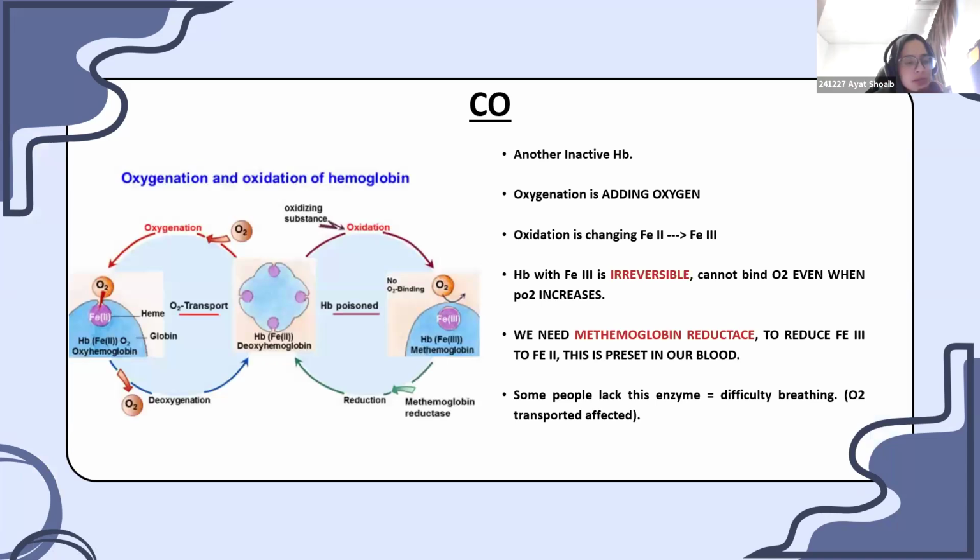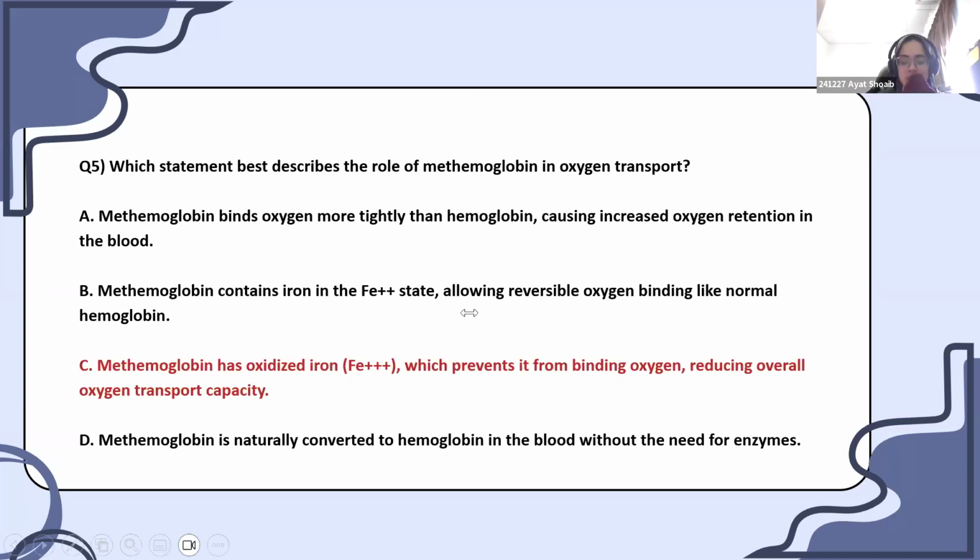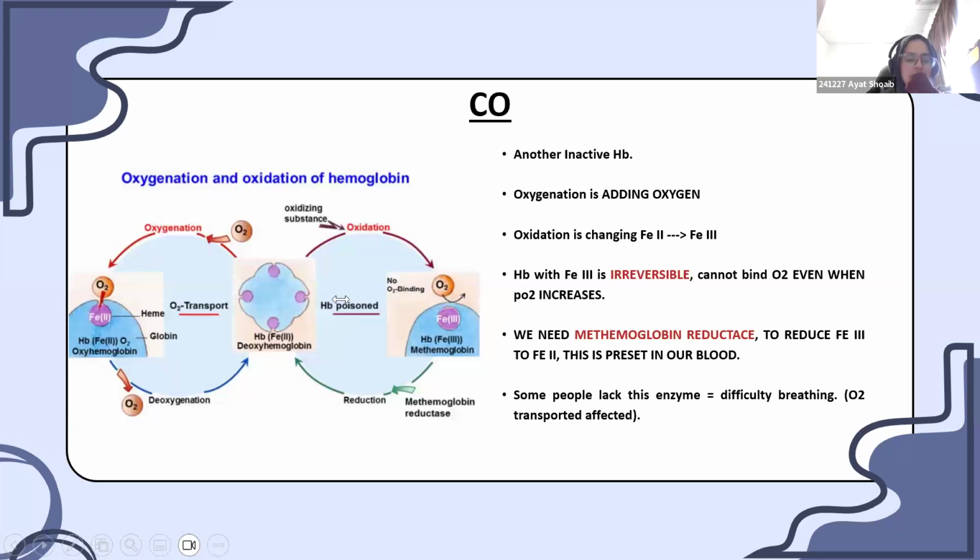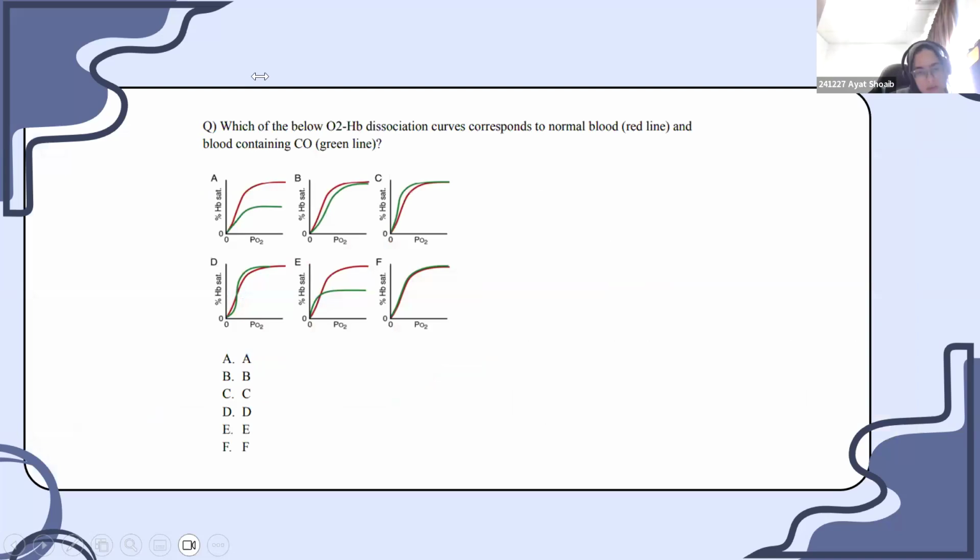So methemoglobin is the oxidized form. Basically, you have Fe2+, and because of oxidation, you have Fe3+, and then you need methemoglobin reductase to take it back to Fe2+. In the Fe3+ state, no oxygen can bind, so that's bad. Okay, this one. I think this is the last one here.